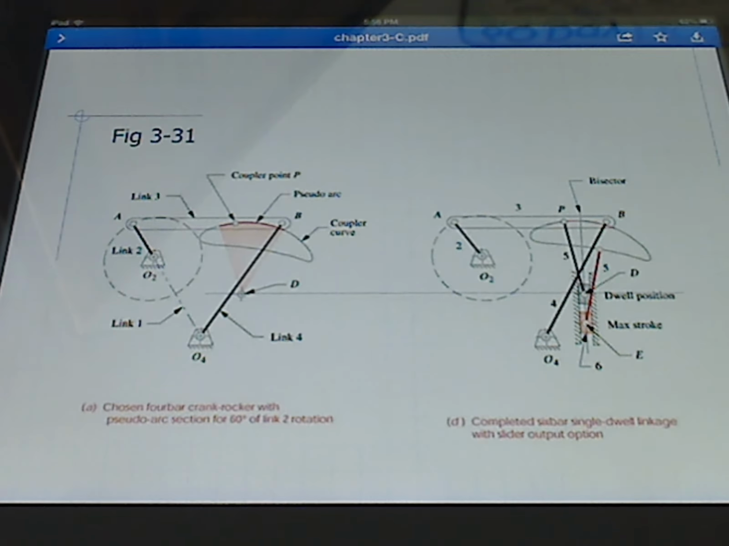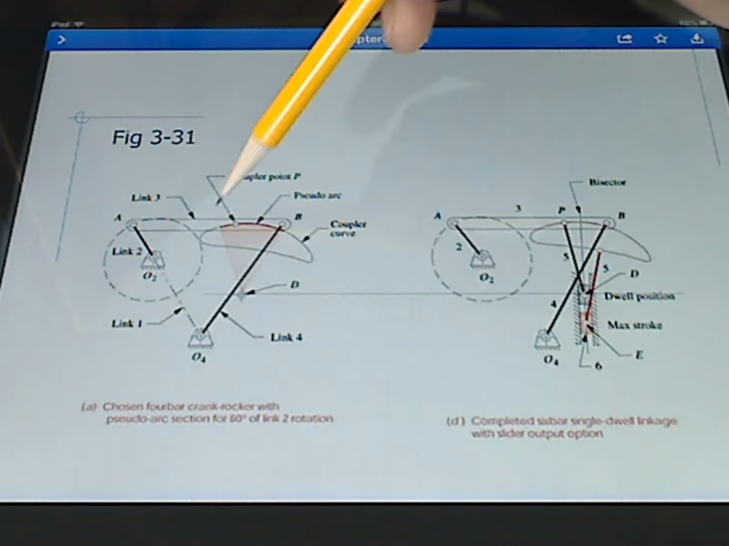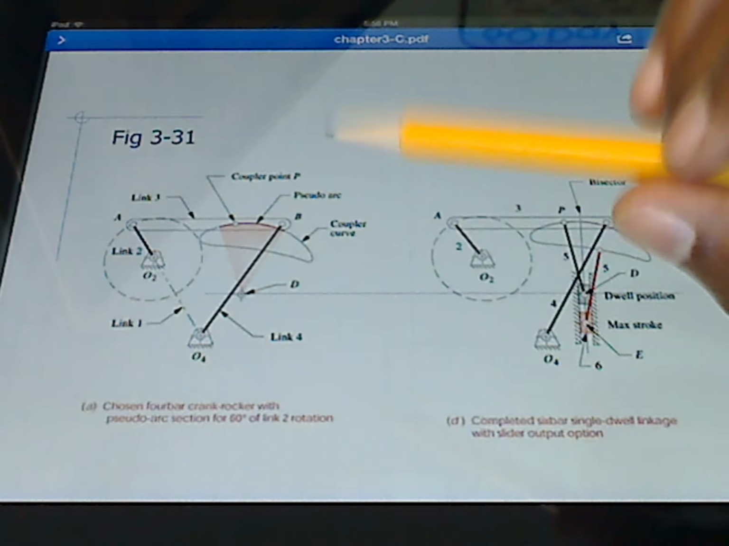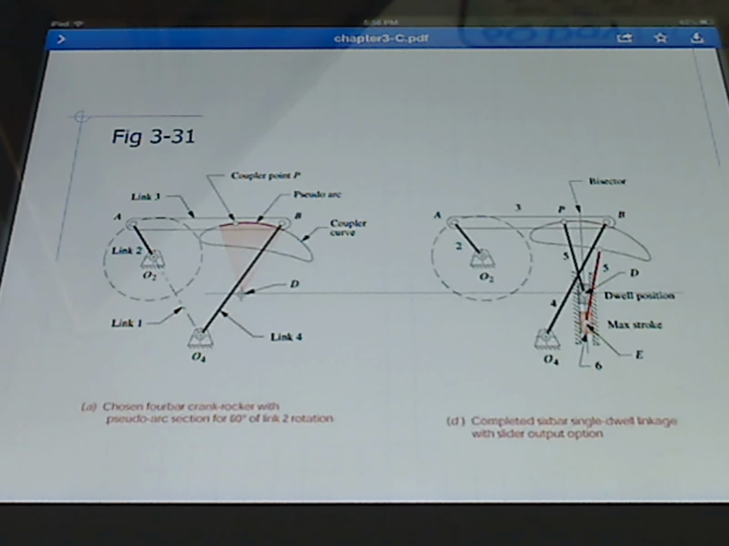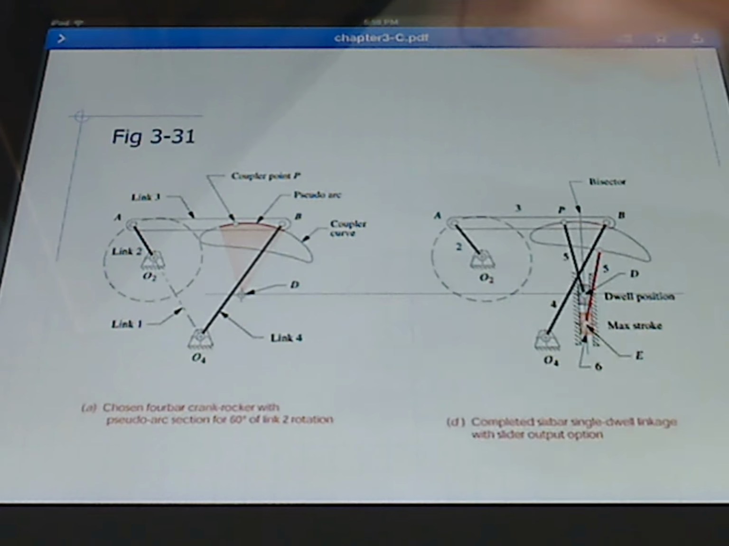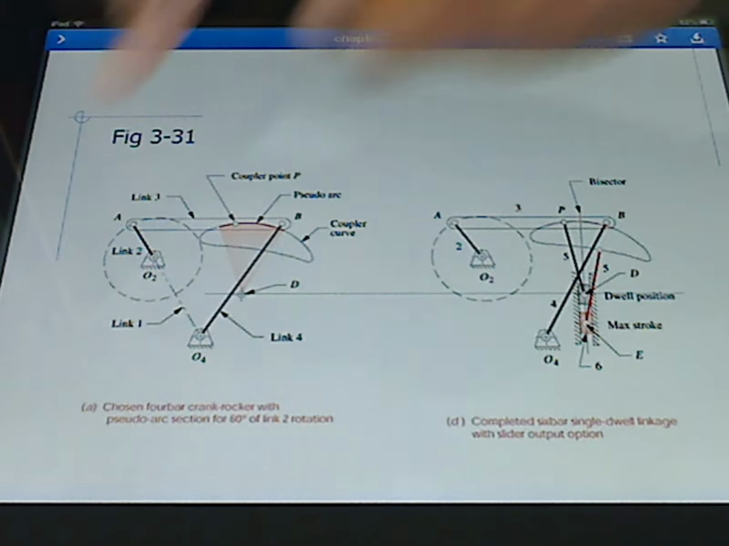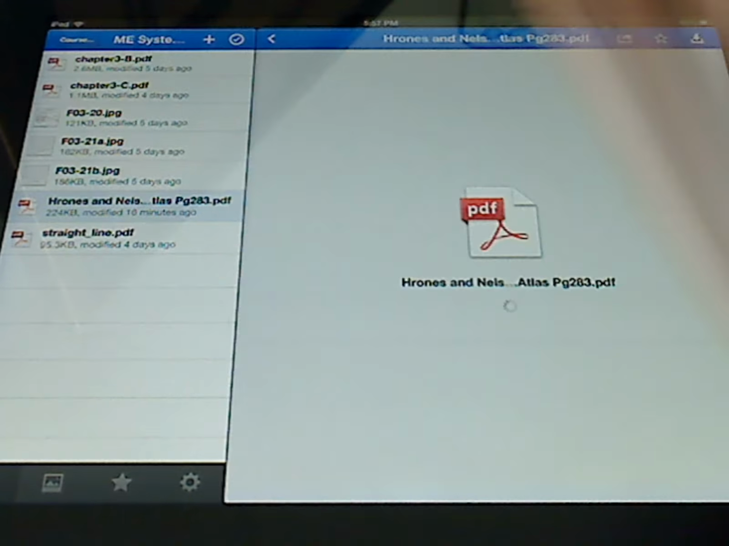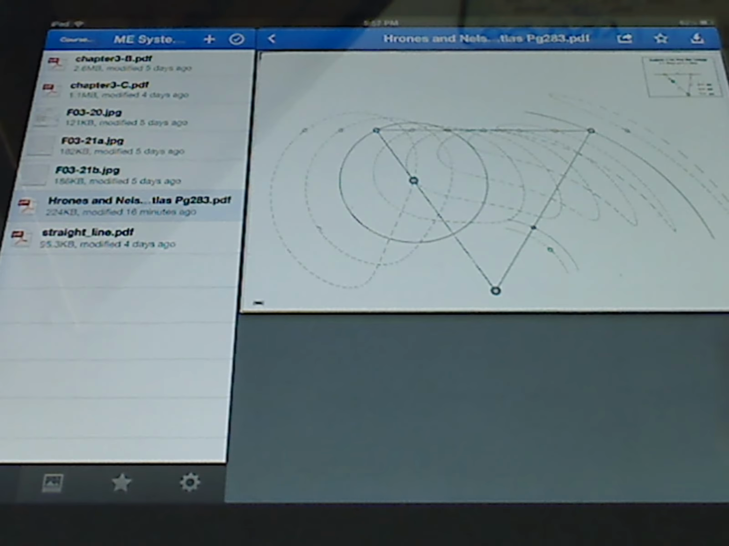So what is done at that point, once you find such a curve? This curve will not always be found using the table. Oftentimes this curve is found in the Hrones and Nelson Atlas of coupler curves. I'm going to show you a picture of that. This particular item is available on your course DVD, and I've taken one page out of that atlas just to focus on here.